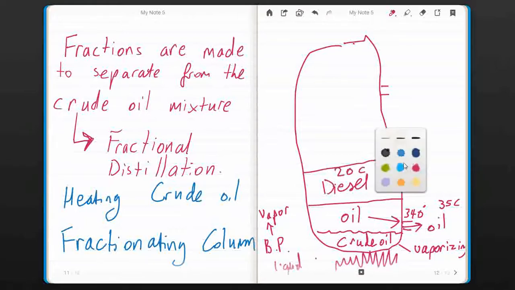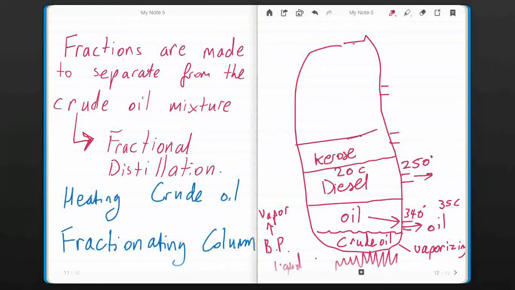Then we have kerosene. Now we all know what kerosene and diesel are used for. Well, mainly we know what diesel is used for. It's for cars, obviously, and machinery. Kerosene is used for planes. It's just a slightly lighter fluid that can be used for jet fuel. Kerosene obviously has fewer carbons than diesel, and that's why it boils at a lower point and also condenses at a lower temperature.